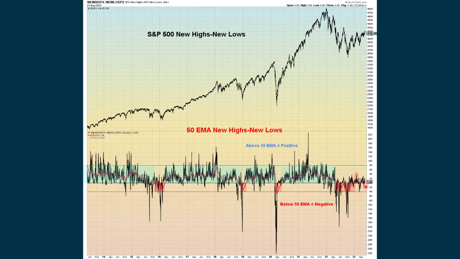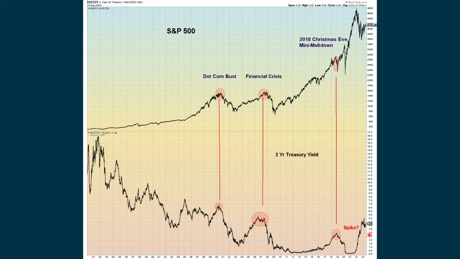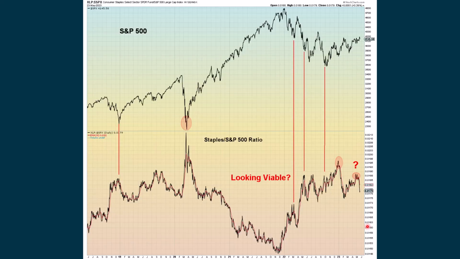The 2-year Treasury yield, we were hoping that this spike and then drop was going to give some support to stocks, but now the 2-year yield is starting to go back up. This is encouraging, though: the Staples to S&P 500 ratio. This ratio continues to drop overall. If you look at other times when this happened, that gave some really good support to the market. In 2022, we were faked out a lot. These signals were being generated, and sometimes they worked, and sometimes they fizzled out.